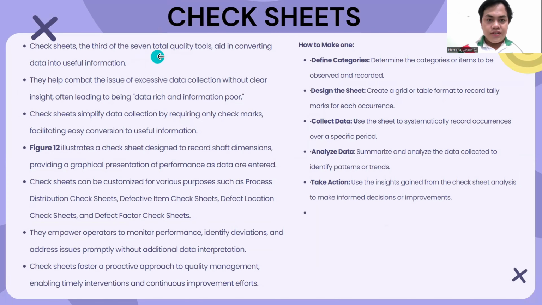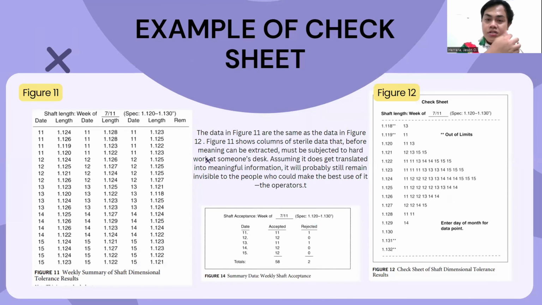Okay, next is the check sheet. The third of the 7 quality tools is converting data into useful information. I will summarize this in the next slide. How to make one? First is define categories. Of course, be mindful with that. Design the sheet, collect data, analyze data, and take action. Okay, I will show you the example of a check sheet.